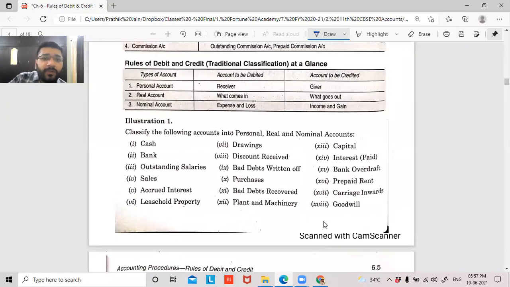So this is the summary of the table, guys. If you categorize any account as personal, then debit the receiver, credit the giver. If you categorize something as real, debit what comes in, credit what goes out. If you categorize an account as nominal, then debit all expenses and losses, credit all incomes and gains. So guys, can we take a quick break of 5 minutes and then come back to illustration 1? Let's take a break of 5 minutes, guys. We'll come back and apply the golden rule in illustration 1.